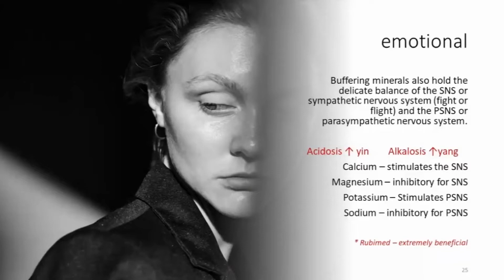So let's take a little look at the emotional components here. Whether you're acid or alkaline, it very much affects the emotional being. If somebody's really acidic, they're more teary, more nervous, fearful, etc. Buffering minerals also hold the delicate balance of the sympathetic or the parasympathetic nervous system. So acidosis is yin and alkalosis is yang.